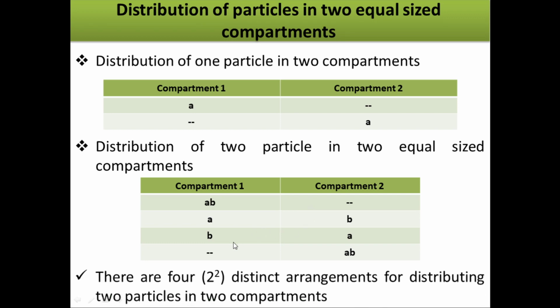We conclude there are 4, that is 2 raised to power 2. Here, this 2 denotes the compartments and this 2 denotes the number of particles. Therefore 2 raised to power 2 means 4. There are 4 distinct arrangements for distributing two particles in two compartments.